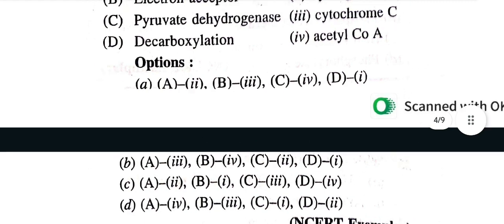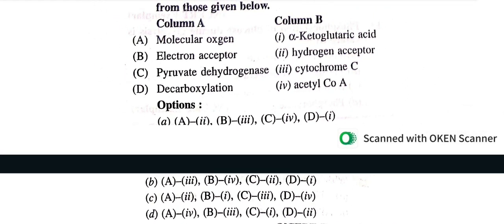Then option B, A3, molecular oxygen, cytochrome C. There is no relation between A and 3. Okay. Then B4, electron acceptor, acetyl coenzyme A. No, acetyl coenzyme A does not accept any electron. Option C, 2, pyruvate dehydrogenase, electron acceptor. No. Decarboxylation, alpha ketoglutaric acid. Then, and it is correct, D is 1, alpha ketoglutaric acid. Before alpha ketoglutaric acid, a decarboxylation reaction occurs. So D is 1. Okay.